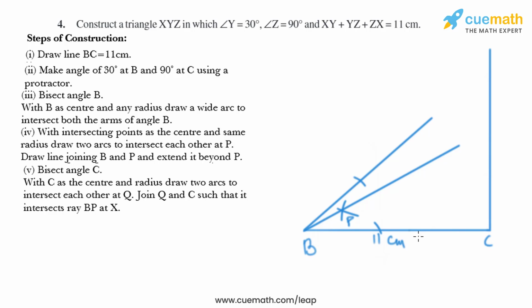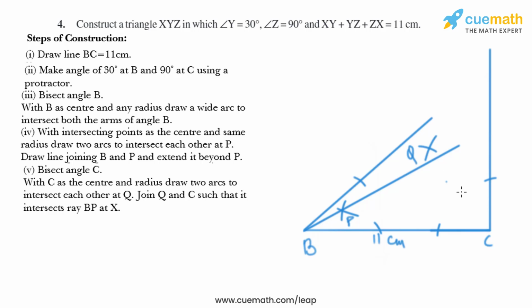Now in the next step, we need to bisect angle C. So we'll put the compass at C and we'll draw two arcs intersecting both of these arms. So we'll draw two arcs like this, and then we'll put the compass at these two intersecting points, and using the same radius we'll draw another arcs. So we'll put the compass here and using the same radius we'll draw one arc like this. Then we'll put the compass here and with the same radius we'll draw another arc that intersects the initial arc like this. And we'll name this point of intersection as Q.